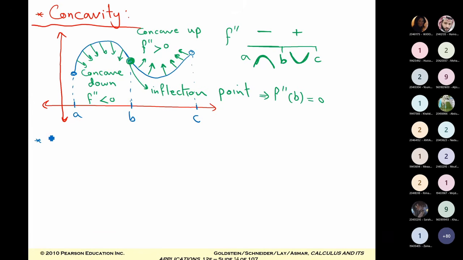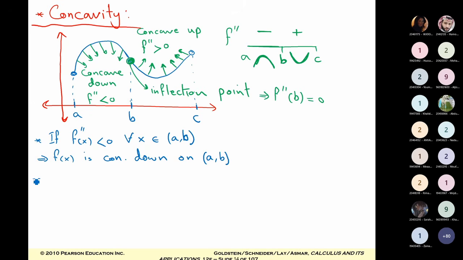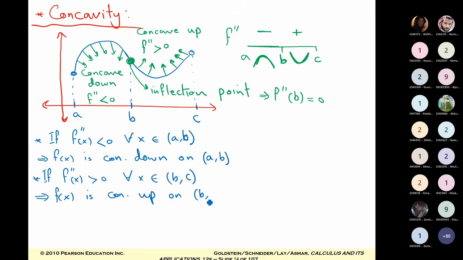Now, the conclusion: if f double prime of x is less than 0 for all x in the interval from A to B, so f of x is concave down on the interval from A to B. If f double prime of x is greater than 0 for all x from B to C, so f of x is concave up on the interval from B to C.